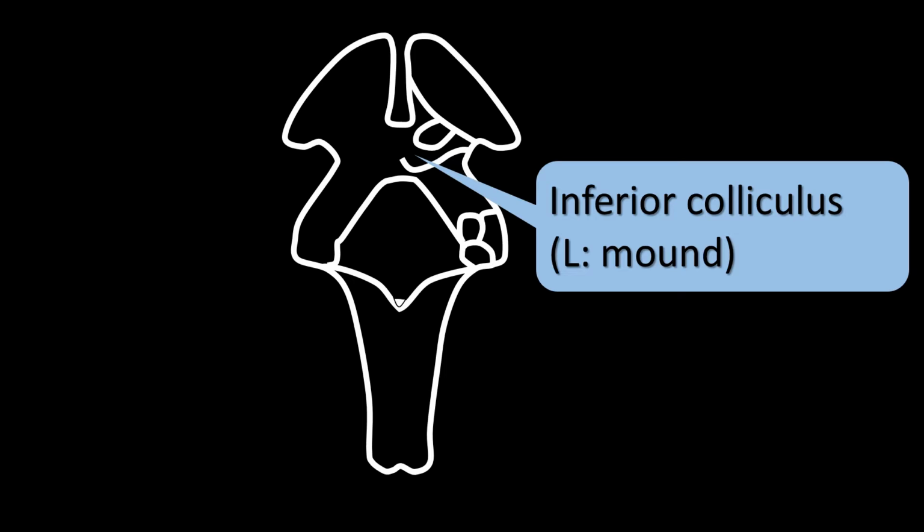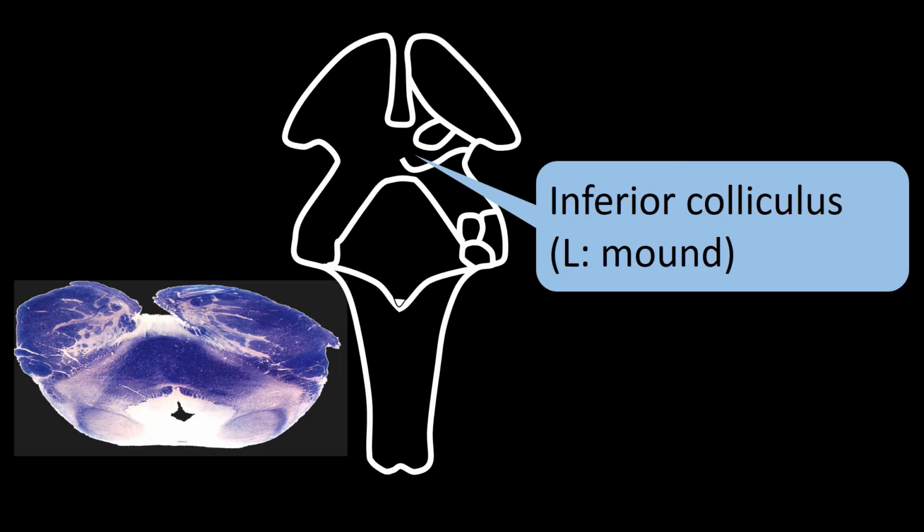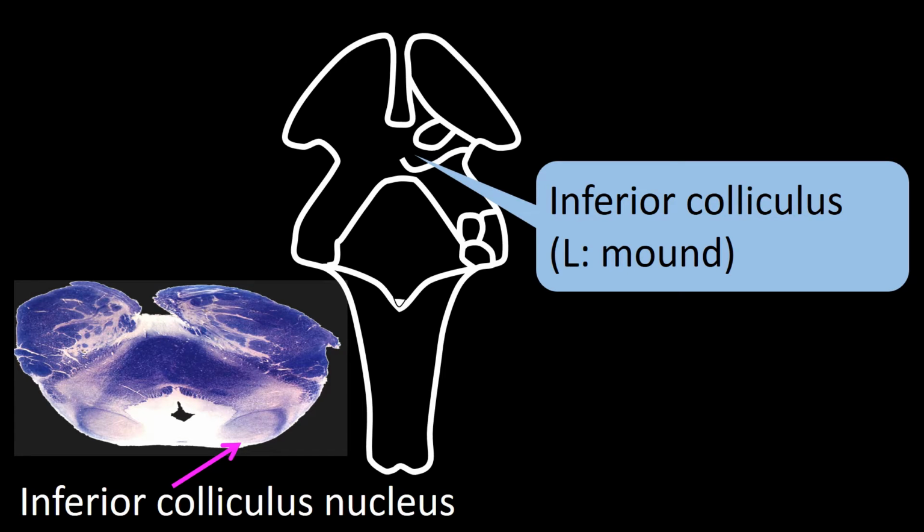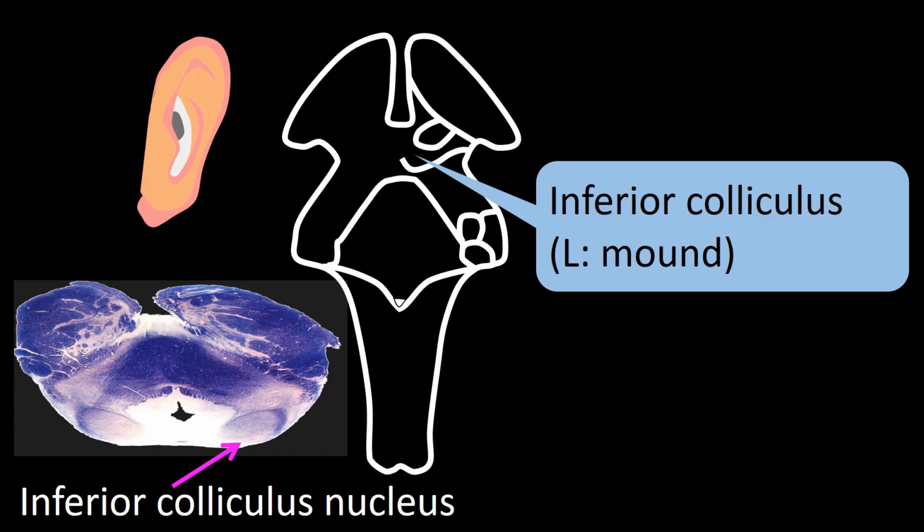It is an important relay station for sound. The inferior colliculus contains the nucleus of the inferior colliculus. It is, as we just mentioned, related to hearing.